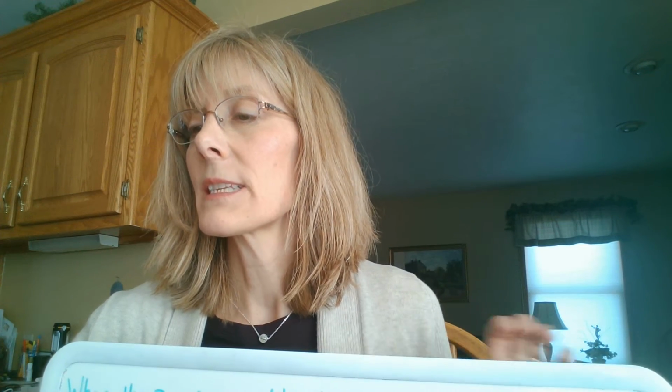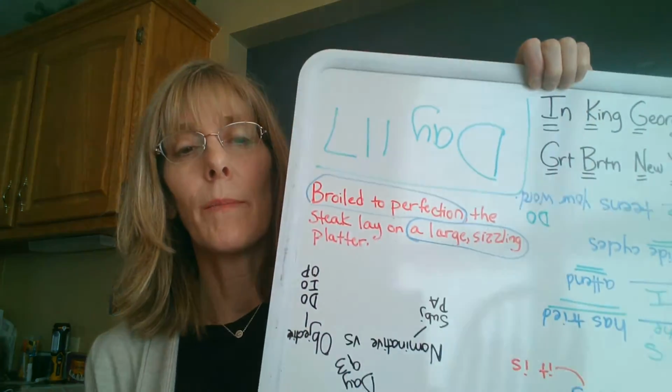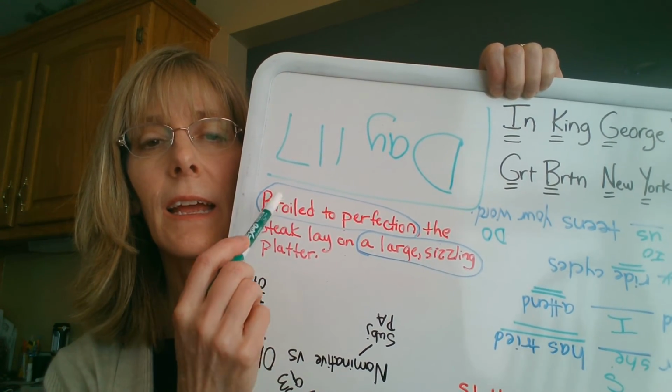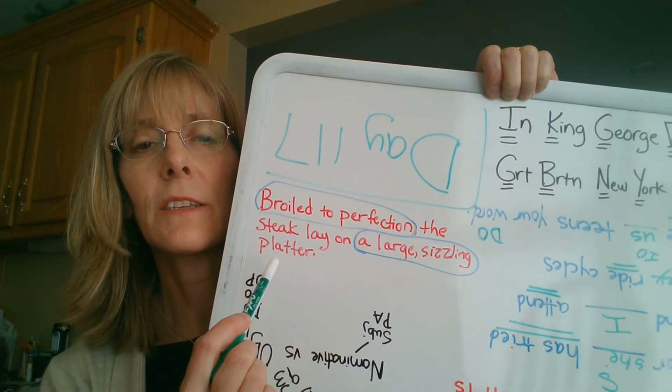Broiled to perfection, the steak lay on a large sizzling platter. Along with making me hungry, this also helps me learn about a couple things with adjective phrases. What's the first one that you see? The first adjective phrase is a participle phrase, broiled to perfection. It's modifying steak. Lay on a large sizzling platter. We have a large sizzling, all modifying platter. So broiled to perfection modifies steak. A large sizzling modifies platter.